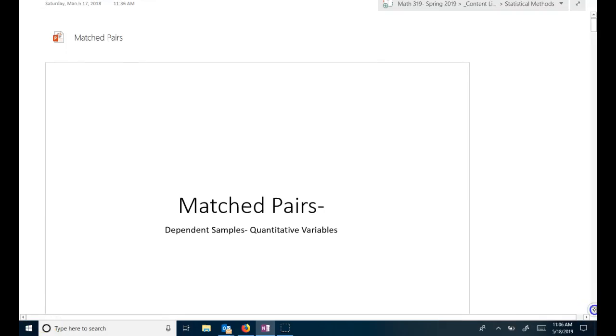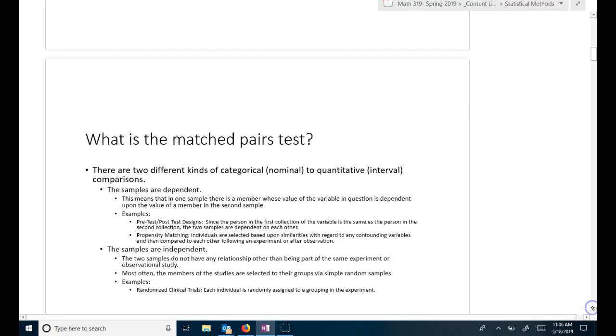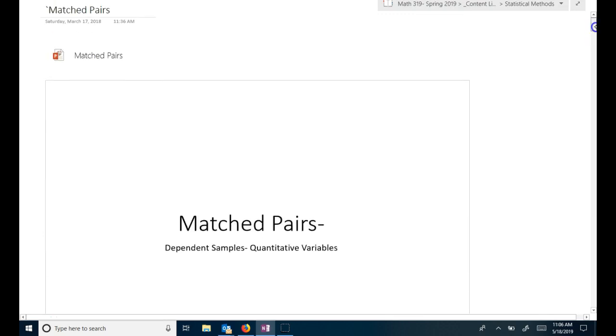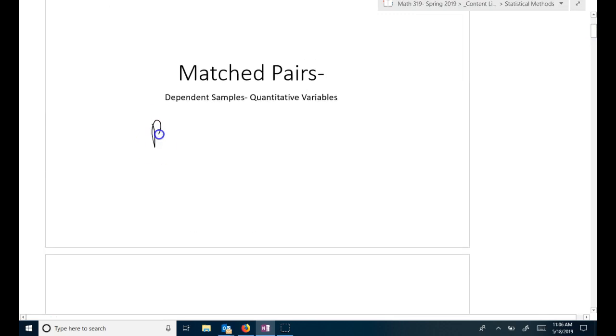So in this video, we're going to talk about the matched pairs test, which is also one of our t-tests. But this one's different because we're going to often use it when we are utilizing pre and post test. It also gets called the mean difference test, so you may see that outside of your literature.